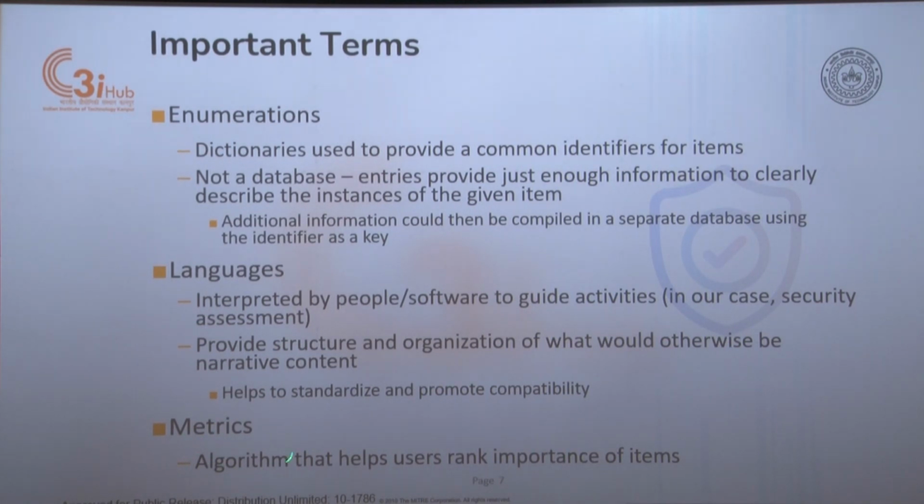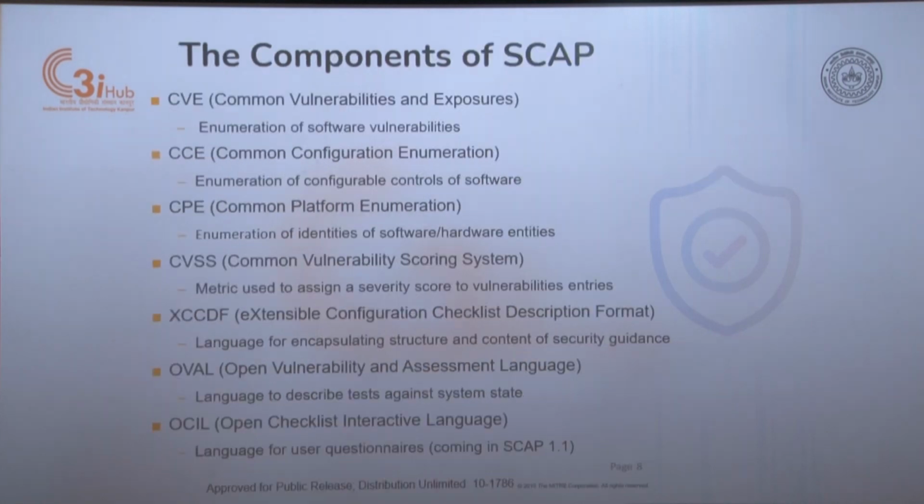And then one of the standards is a metric. It is an algorithm that helps users rank importance of items. In our case, it will be the importance of vulnerabilities, which vulnerability is more severe than the other. So, here are the names of the standards that are part of SCAP. So, this one you might have seen already. This is CVE or Common Vulnerabilities and Exposures.